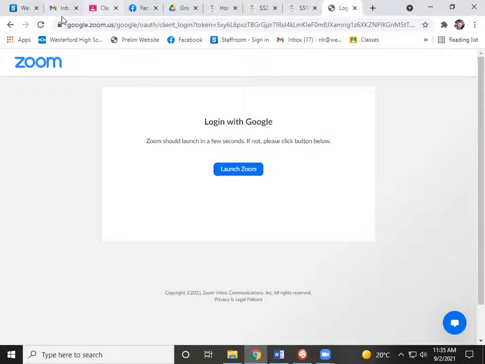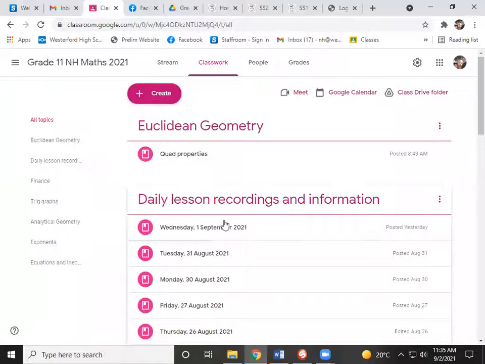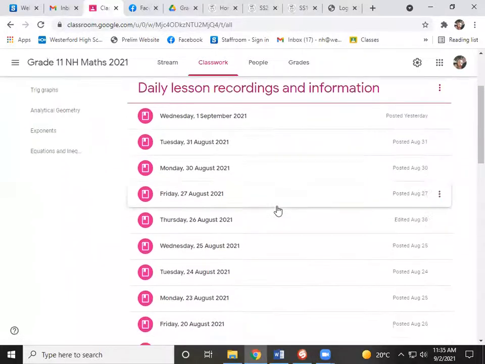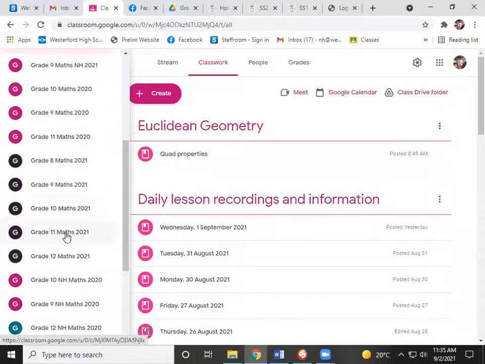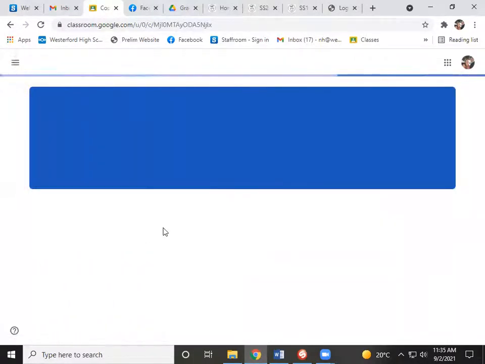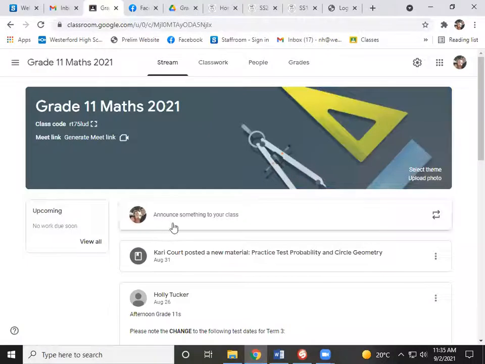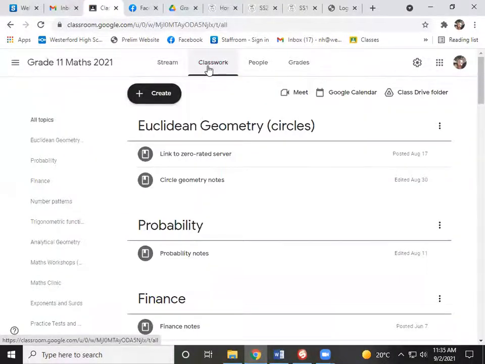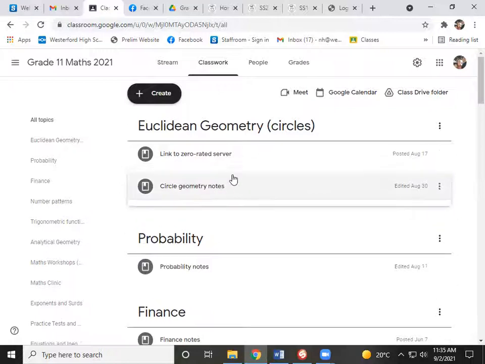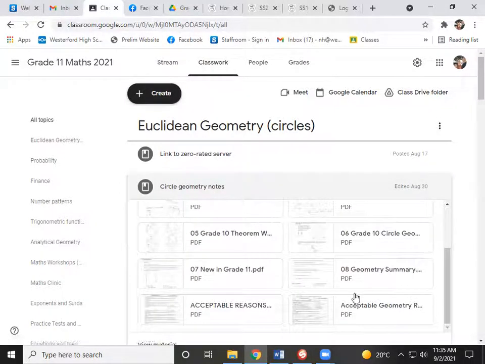I quickly want to show you. I actually think I showed the other group. I might have shown you, I can't remember now. If I have shown you already, then you can just tell me. There's a geometry summary note on the grade Google Classroom. If you go to the grade 1, you'll see there's a link to the zero-rated server. Everything is on there as well, but I'm just going to click here, then I don't have to wait for that to load.